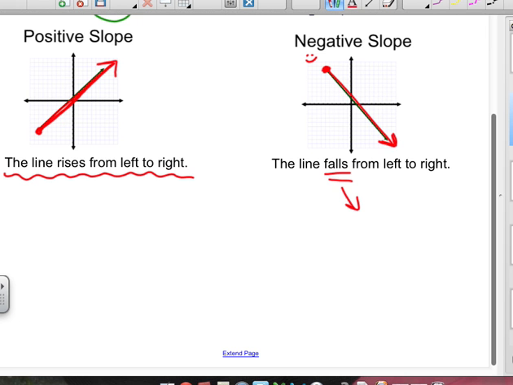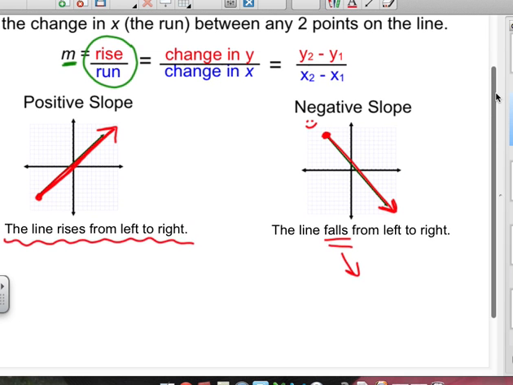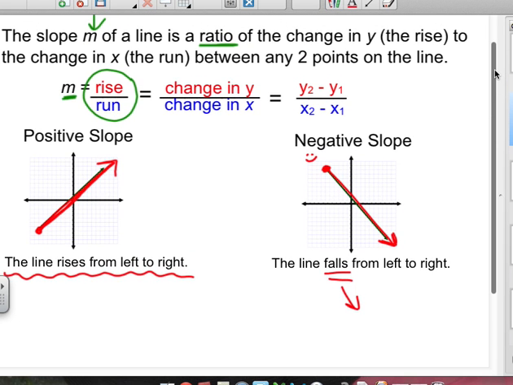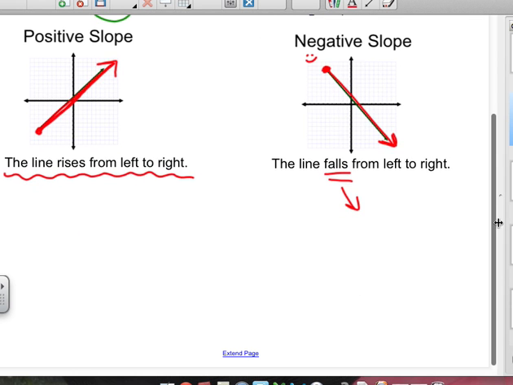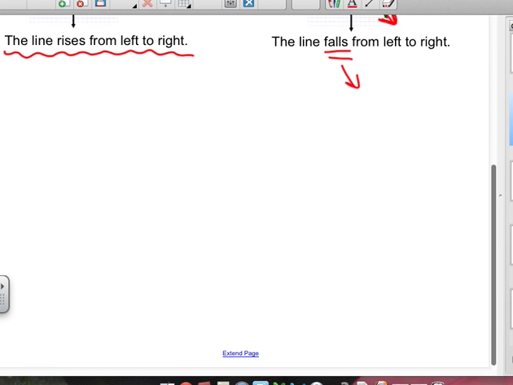Now, I said a few minutes ago that it was rise over run. A lot of kids don't know about rise and run. Some kids, maybe they do. Here's when I've experienced the terms rise and run in a real world situation.